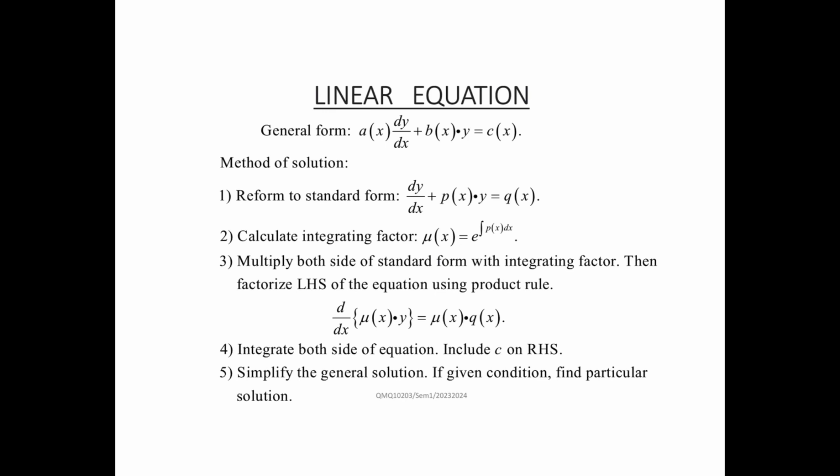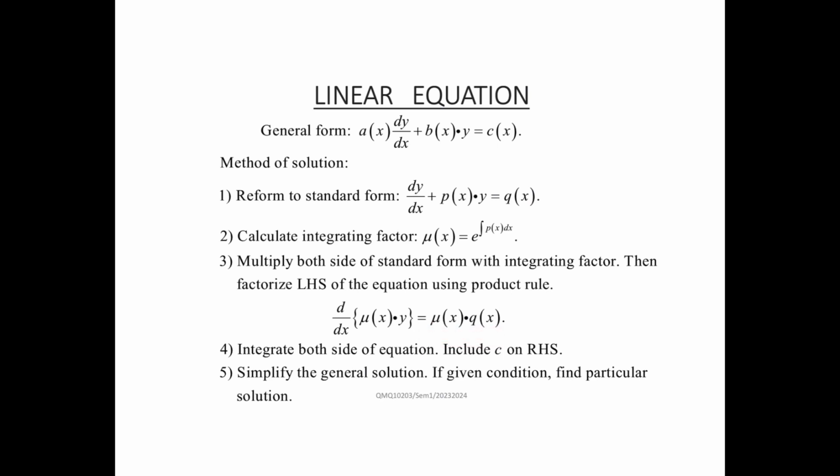Step number 3, multiply both sides of the standard form with the integrating factor. After you have calculated the integrating factor, you multiply mu(x) with dy dx, mu(x) with p(x)y, mu(x) with q(x). After you have multiplied everything with the integrating factor, the left hand side you can simplify to d over dx of mu(x) multiply y. And the right hand side is left with mu(x) q(x).